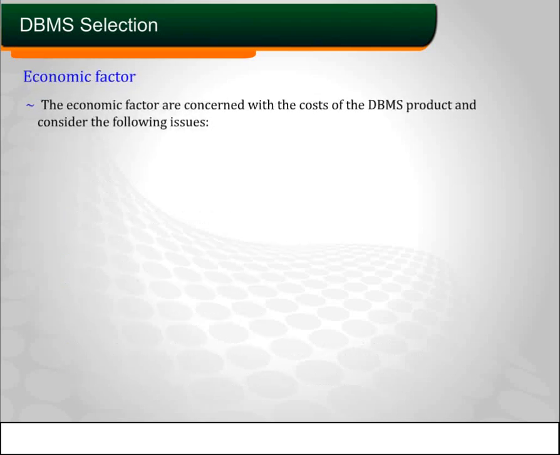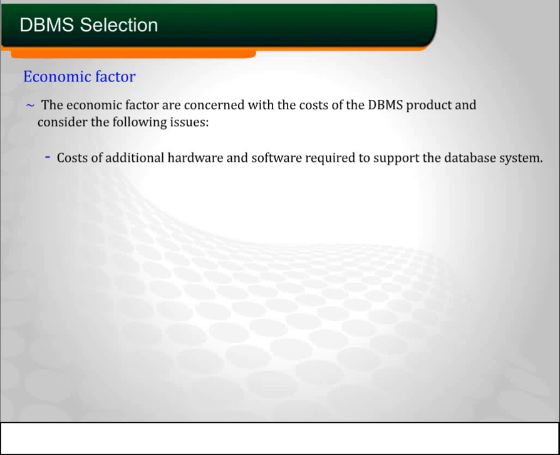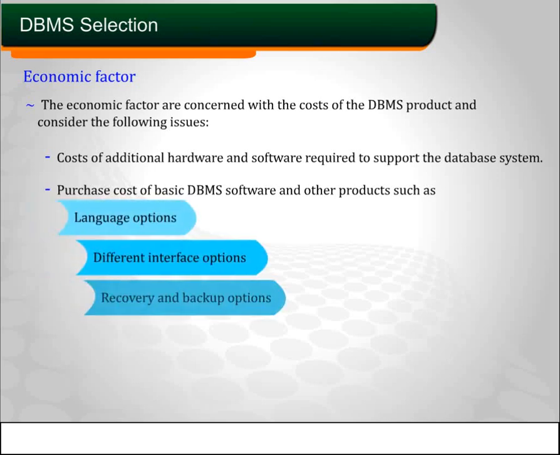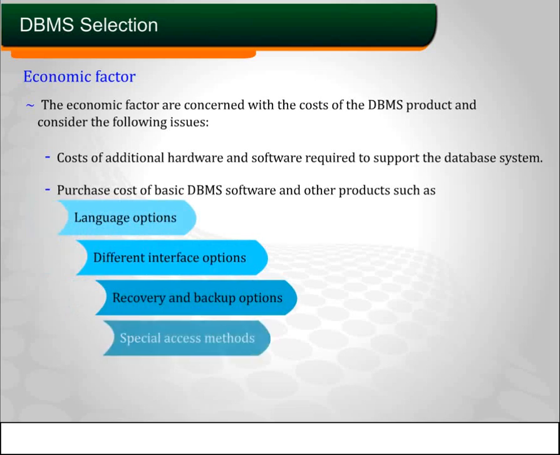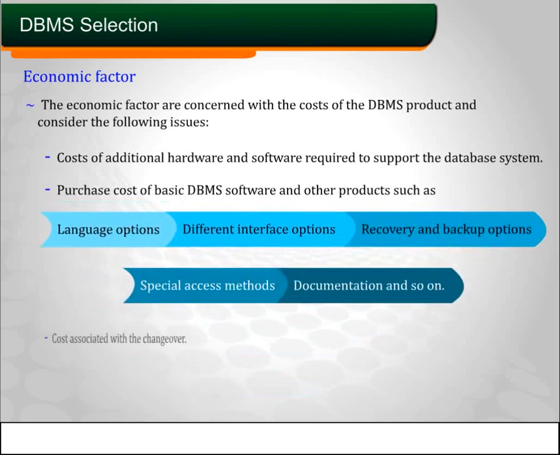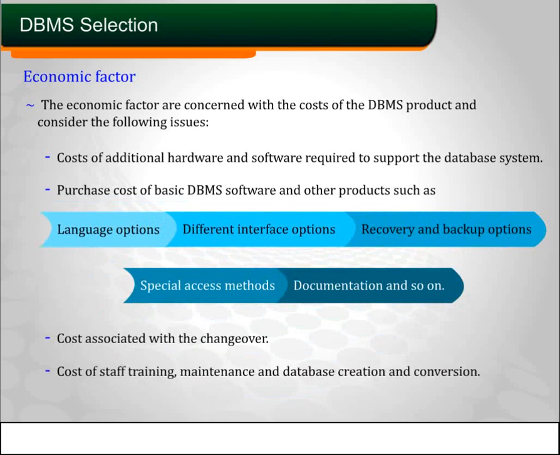Economic factors. The economic factors are concerned with the cost of the DBMS product and consider the following issues: cost of additional hardware and software required to support the DBMS, purchase cost of basic DBMS software and other products such as language options, different interface options, recovery and backup options, special access methods, documentation, and so on. Cost associated with the changeover, cost of staff training, maintenance, and database creation and conversion.